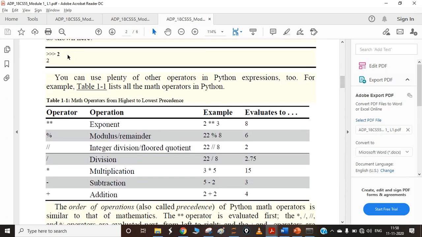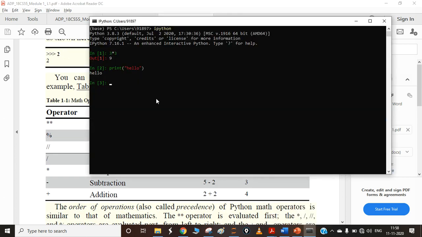Here we have not given anything, we have entered only one operand. In that case, we get output as 2. Here also the same thing. Here we have given 2, we have got 2. Here also we have given only one operand, and we have not mentioned any operation. In that case, it will give output as 8.